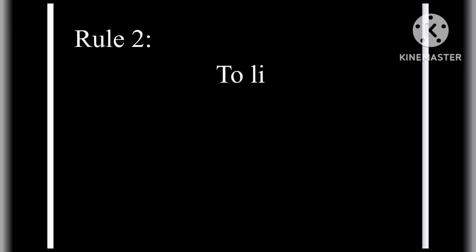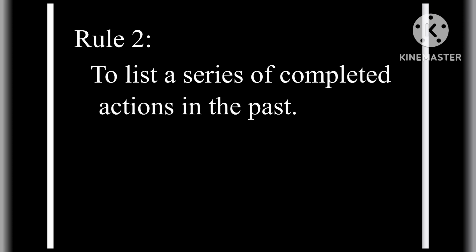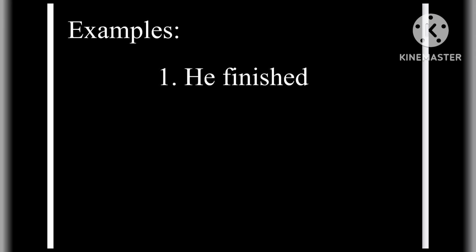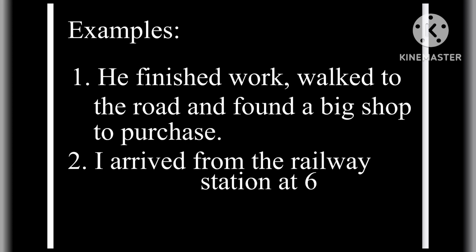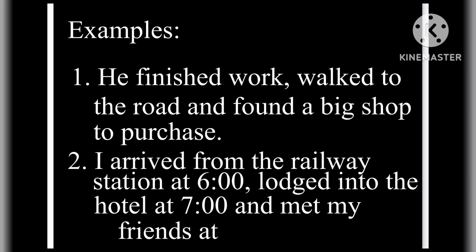Rule number 2. Simple past tense is used to list a series of completed actions in the past. Examples: He finished work, walked to the road, and found a big shop to purchase. I arrived from the railway station at 6, lodged into the hotel at 7, and met my friends at 8.